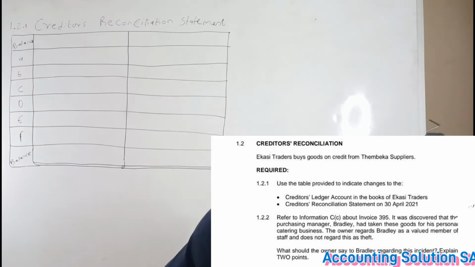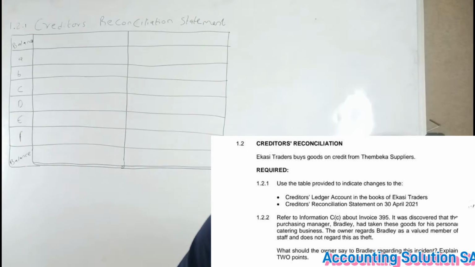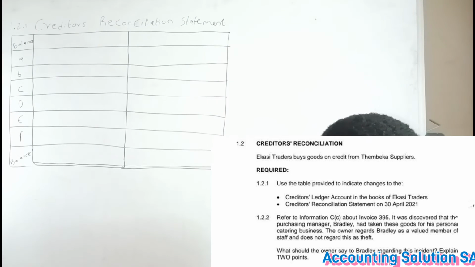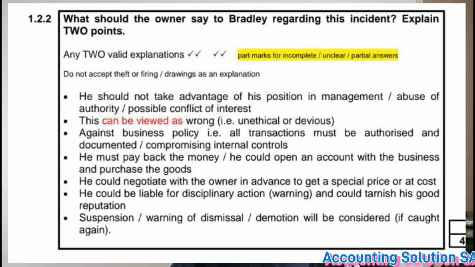Guys, no matter how close the owner and the employee are, we have to use what we call an ethical principle. So let's check the suggested solution on this question: what the owner says to Bradley regarding this incident. These are some of the explanations that have been given. Number one, he should not take advantage of his position in management. Number two, this can be viewed as wrong, or as unethical, is another alternative answer.